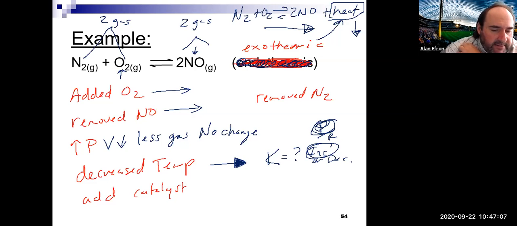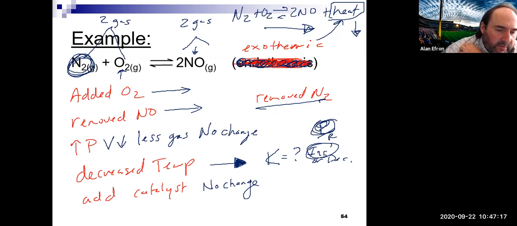Now, adding a catalyst, again, will not have a change either. And lastly here, removing N2, so N2 being a reactant. When we remove it, it should shift towards the side we removed it from, so it should go to the left in this case. Any questions on Le Chatelier's principle? Obviously, you need to figure out left, right, no change, all those kinds of things.